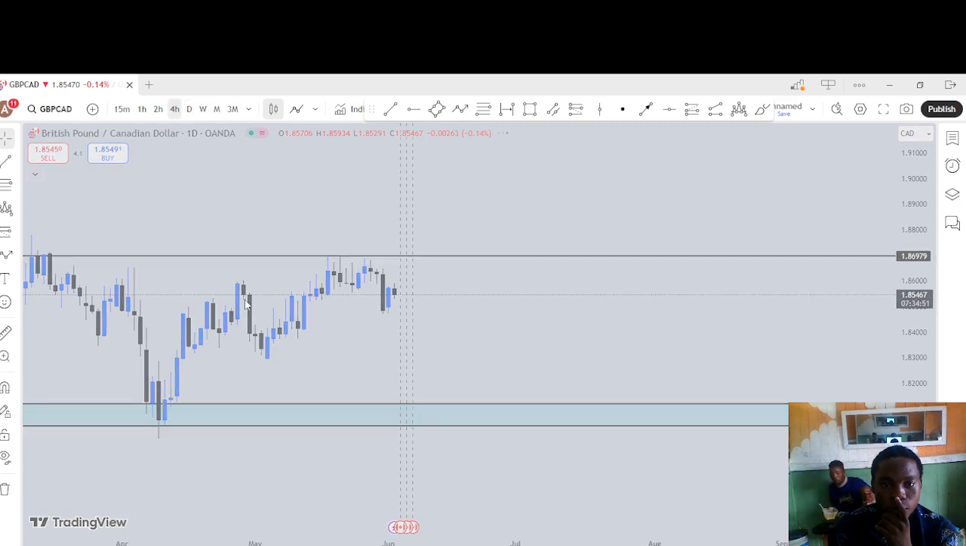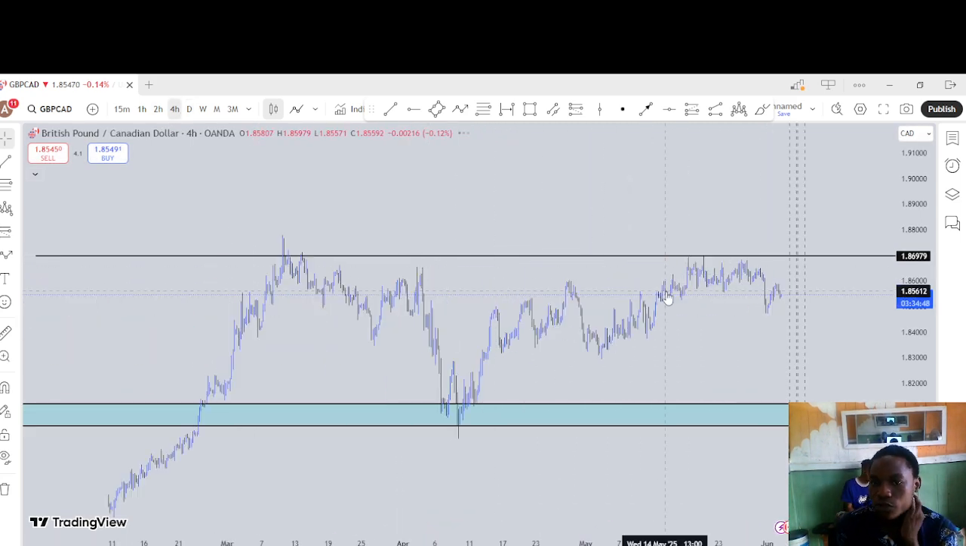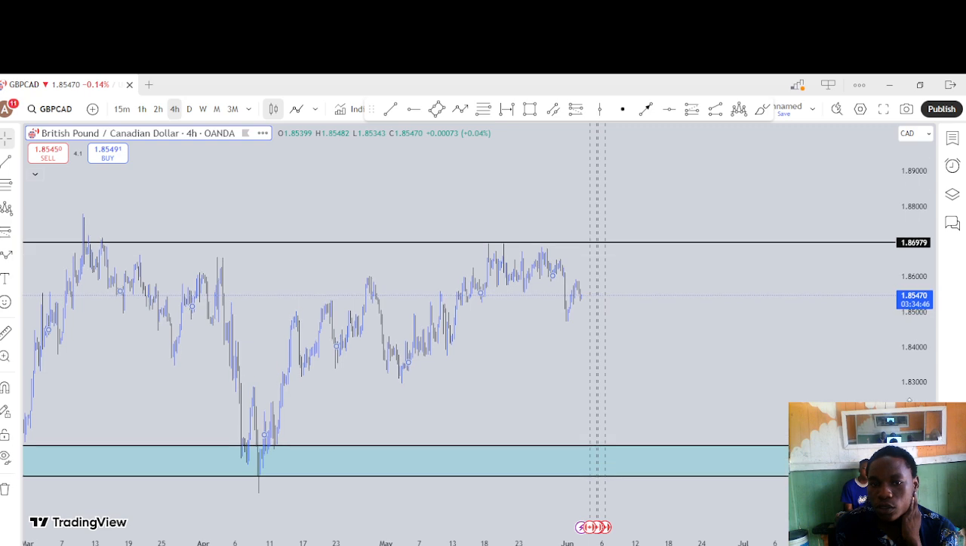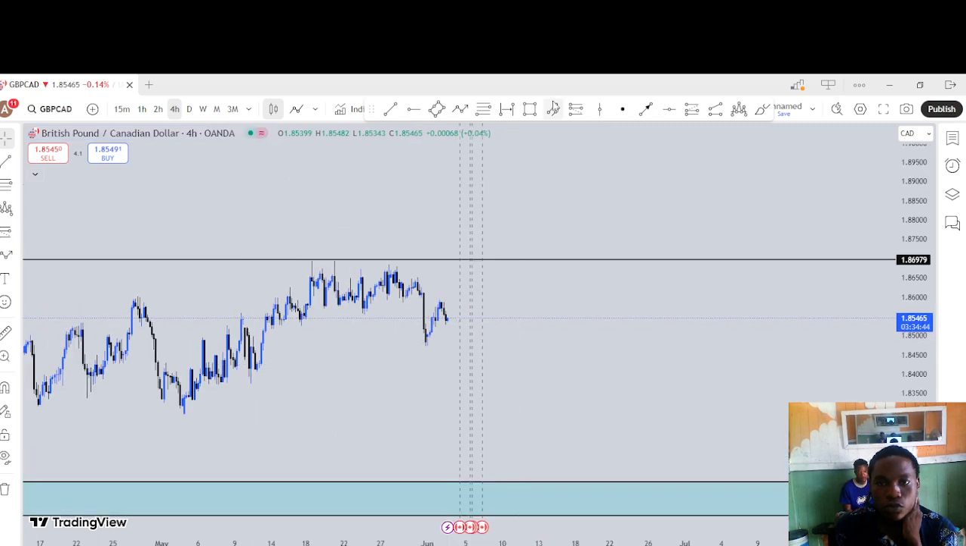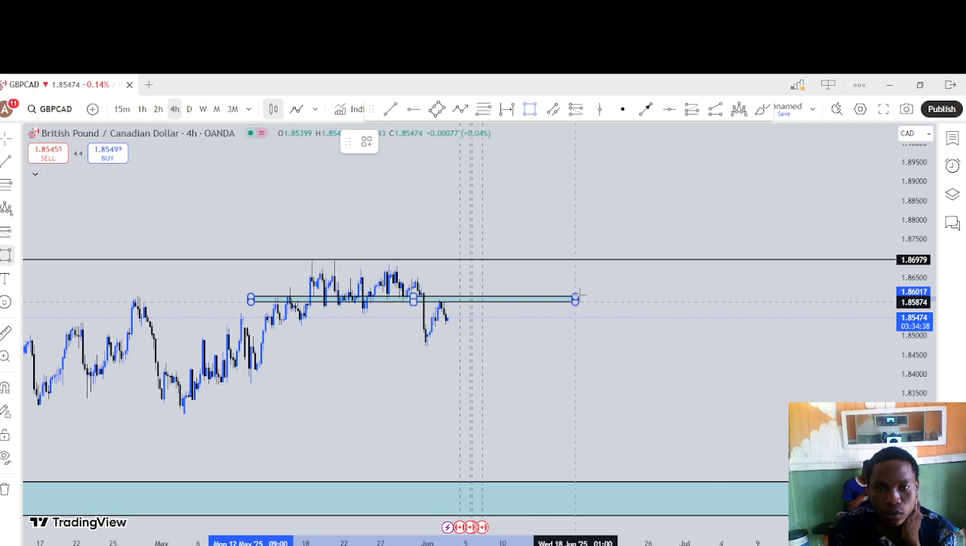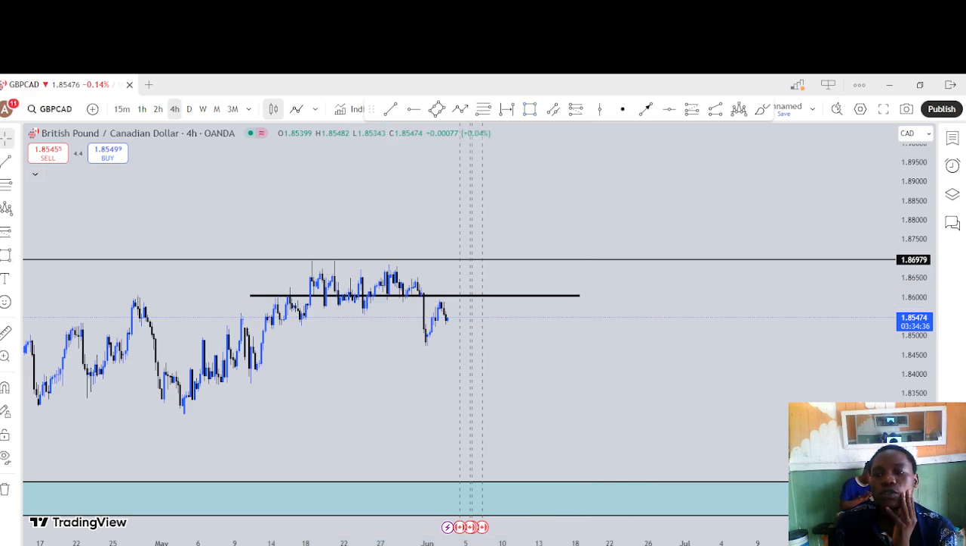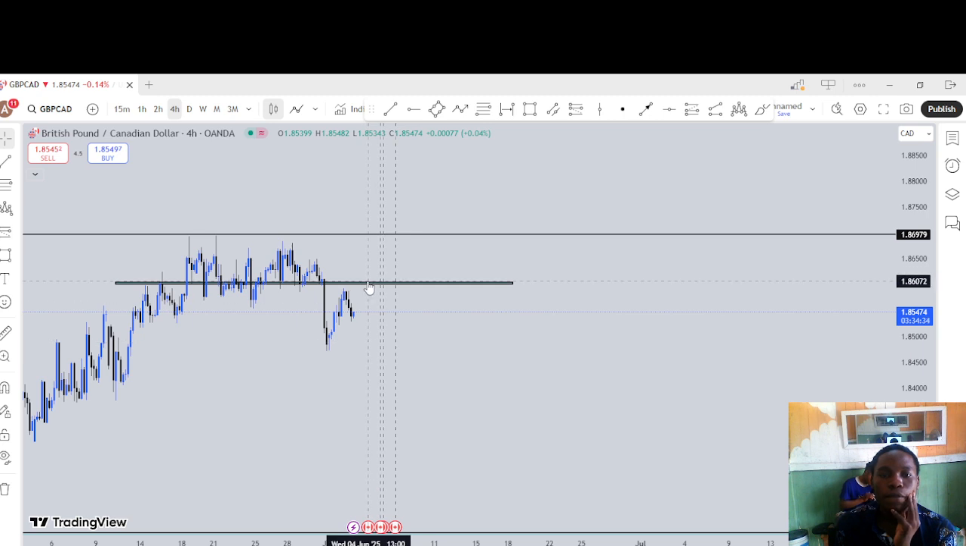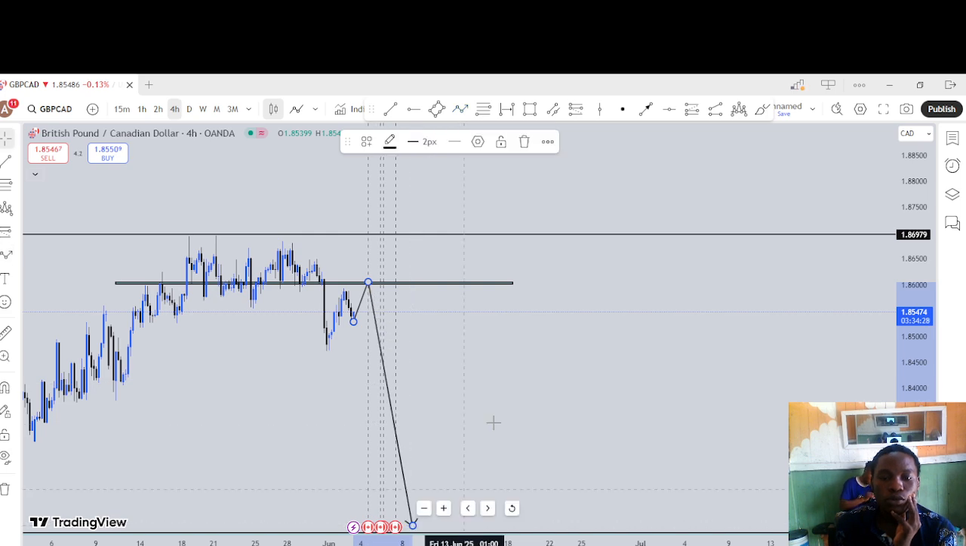Let's go to the 4 hour time frame. Where is the last structural move? Where is the last structural move? The last structural move was here. It's here. So we need to wait for the market to get here. Once the market pulls back into this level, we should expect a drop.